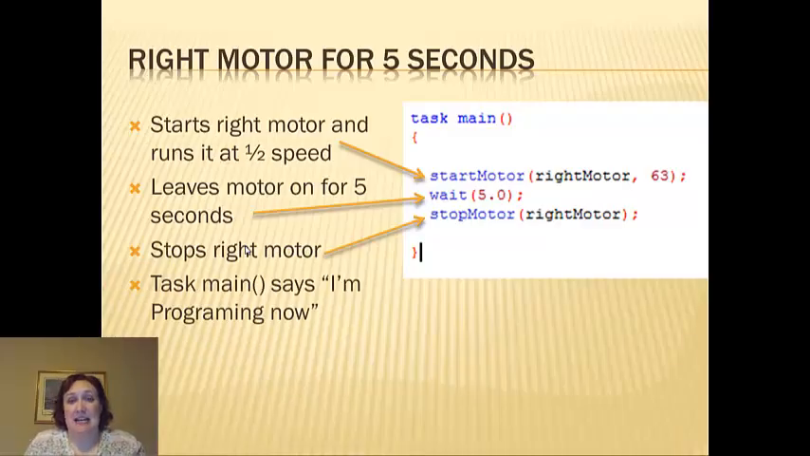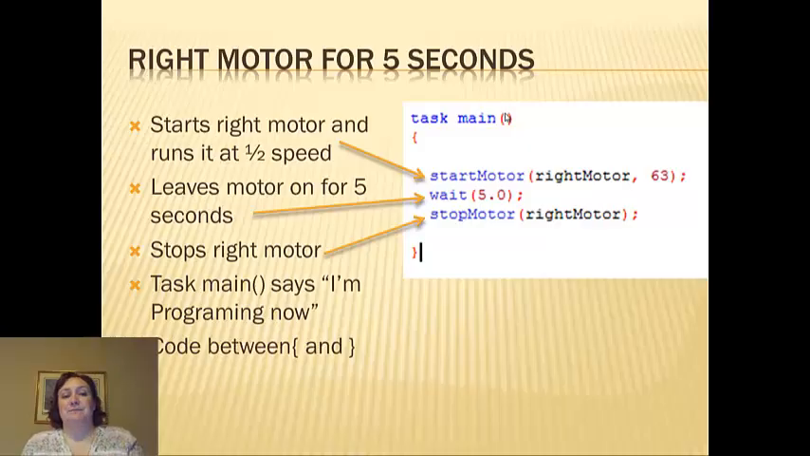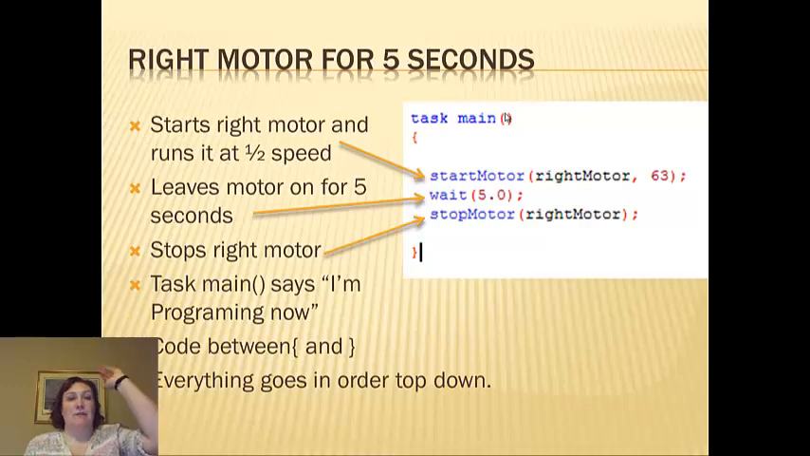The task main up here at the top says I'm programming now. Everything below task main is code, unless you use your little comment thing and green it out. If you green it out, then it's not code anymore. So all the code goes between the open and closed curly brackets. Everything goes in order from top down. If you want to press the bump and then have something start, you have to have until bump before the something. I got so many people who put the bump somewhere weird and then they don't understand why it doesn't work. Whatever your first thing is, has to be the thing on top.